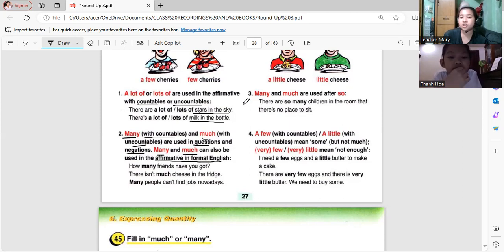Many and much are used after so. Like for example, there are so many children in the room that there's no place to sit. Okay? So after so. Now I'll give you an example.